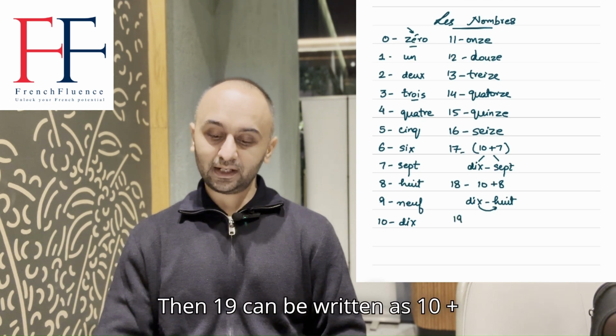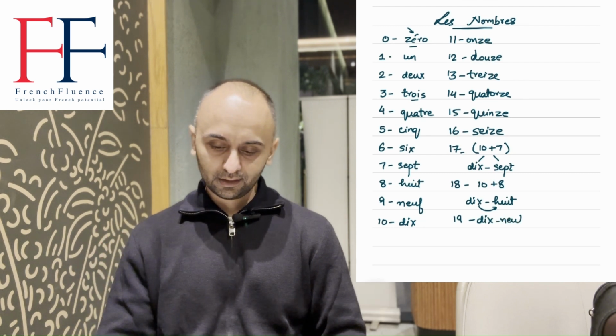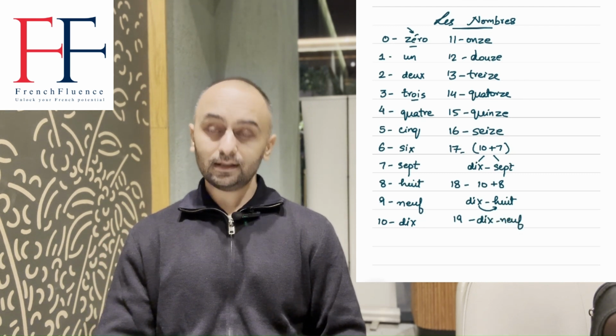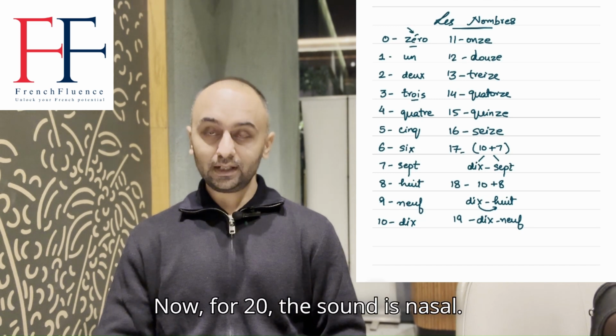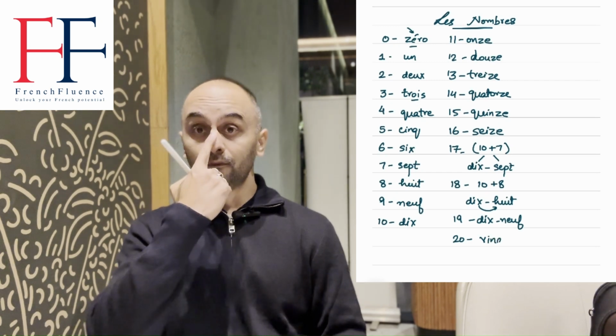Then 19 can be written as 10 plus 9. So it becomes these nuff. Now for 20, the sound is nasal. It is va.